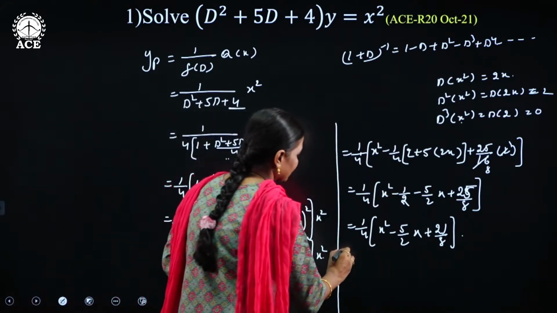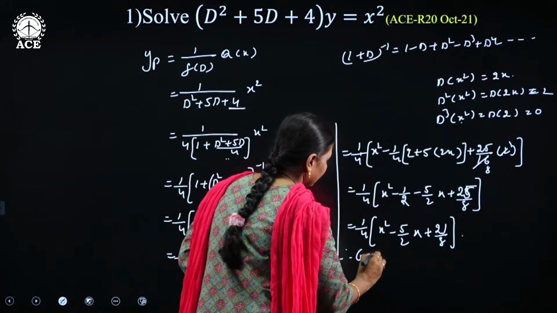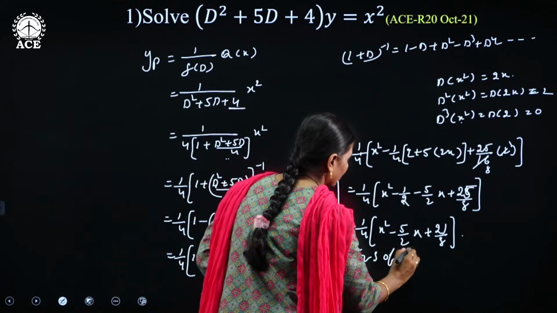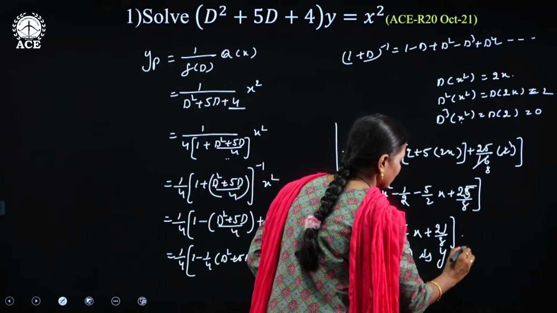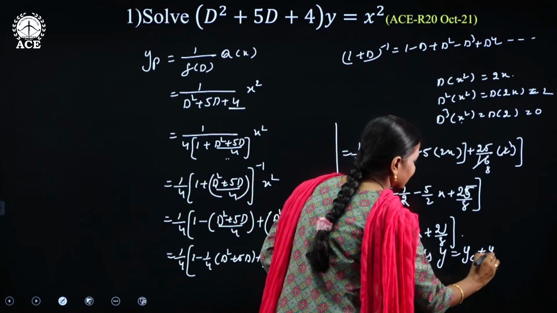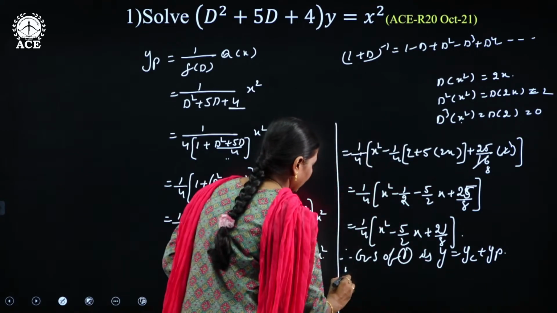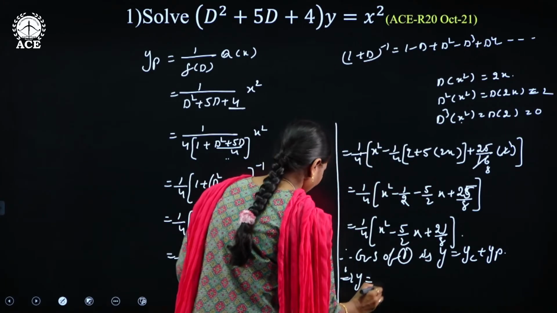Now write the general solution. So therefore, the general solution of equation 1 is y is equal to, yes, what is the general solution formula? y equal to yc plus yp. So that implies y is equal to, what is a yc?